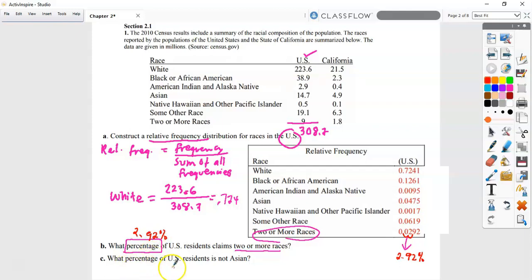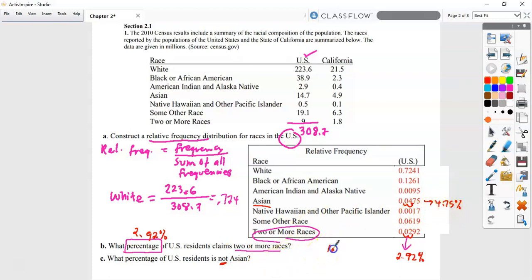For letter C, what percentage of the U.S. residents is not Asian? So right here, Asian is in decimal form. That will be 4.75%. Moving 2 decimal places to the right, that would change it to 4.75%. Since it's asking for not Asian, and we have 4.75 who are Asian, we just want to take this away from 100, and it should give us our answer.